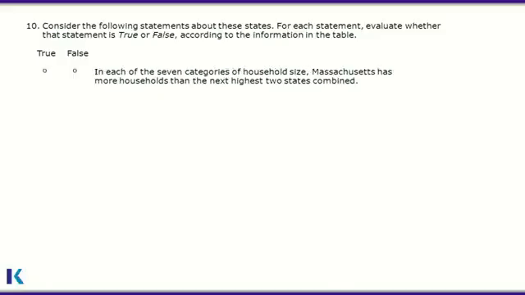From your first glance at the table, you notice that Massachusetts has by far the largest total number of households. So you can guess that Massachusetts might be the greatest in every subcategory. You can sort the tables as before to determine the rankings of the states in each column. For each one, you need to determine whether the number of households in Massachusetts is greater than the second highest state plus third highest state. Perform the calculation for each household size category, and where possible, use approximation instead of calculation.